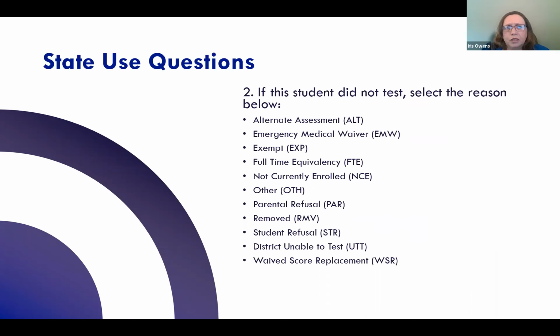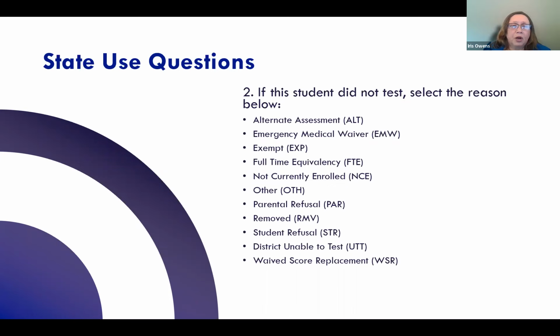The second question is pretty much the same as it has been in previous years. State use question number 2 is, if the student did not test, select the reason below. They may be an alternate student and they accidentally got in the ACT list. They had an emergency medical waiver. They're exempt for several reasons, whether they're a homeschool student, they may not be a full-time equivalent, not currently enrolled. They moved out or they're not moved in yet. All of these things, parental refusal, student refusal, been removed from the list.